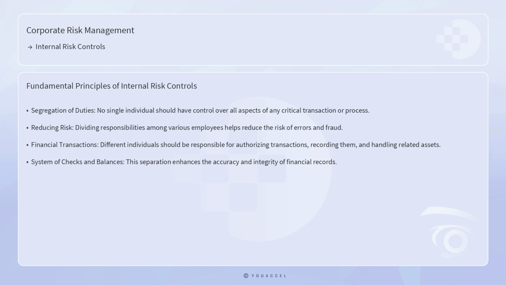For example, in the context of financial transactions, different individuals should be responsible for authorizing transactions, recording them, and handling the related assets. This separation creates a system of checks and balances that enhances the accuracy and integrity of financial records.